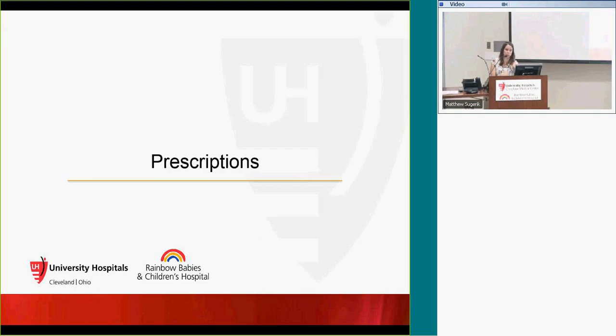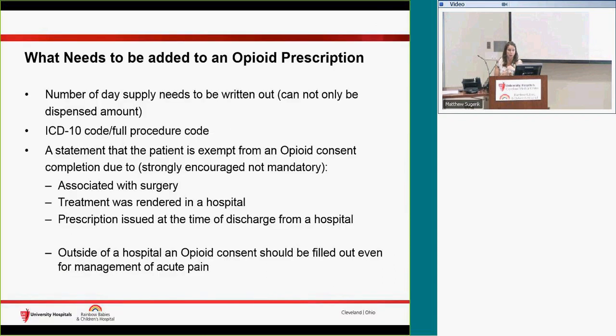With this legislation, they also wanted certain things within the prescription. You have the number of days written out, so you need to have the dispensed amount. You need an ICD-10 code written on the prescription. It's strongly encouraged, but not mandatory, and I'm not going to lie, I always forget to do this. It's also encouraged to have a statement that says this patient is exempt from an opioid consent form for minors, or you have a consent form on file in their chart. So just keep that in mind.